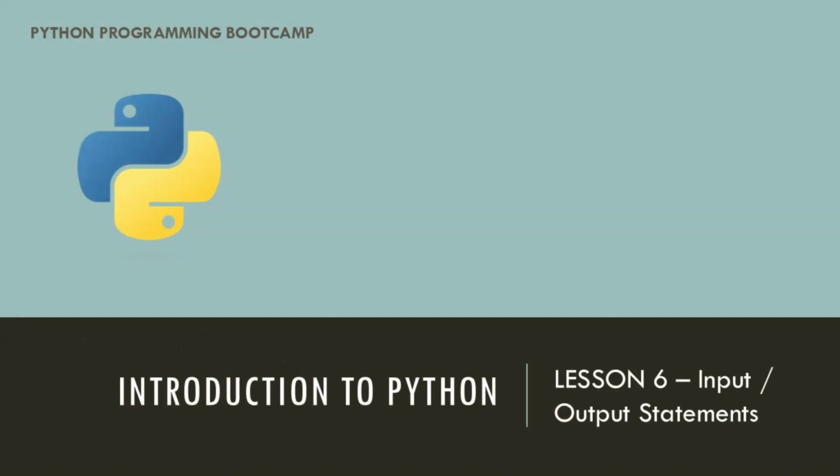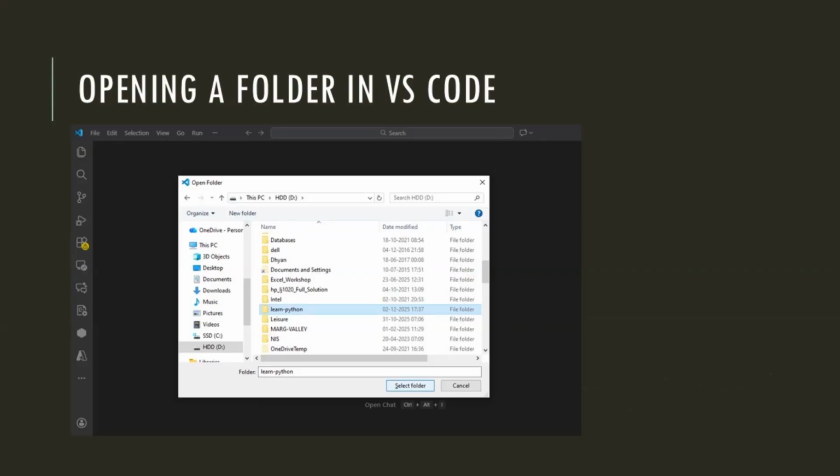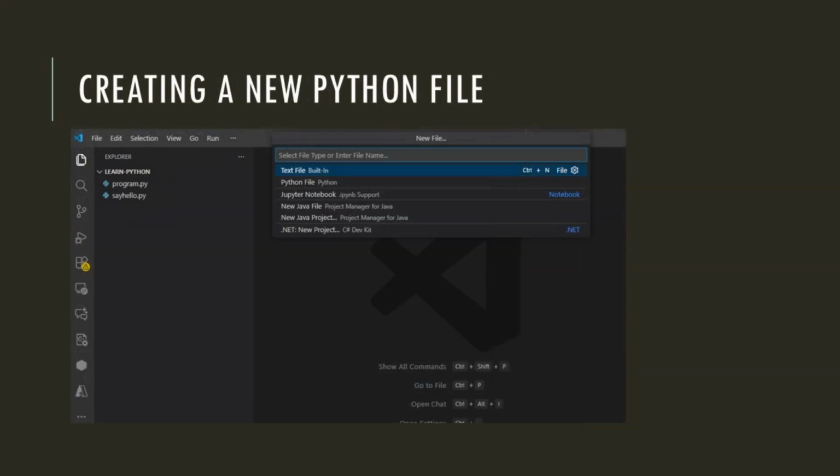In this lesson, let's learn how to take input from a user and display output. We will use VS Code to write and execute our program. Open VS Code and from the menu, choose File, Open Folder. Select the folder where you are saving your Python files to open it in VS Code. Once the folder is open, the already created files and folders are visible in the Explorer pane on the left side of the VS Code workspace.